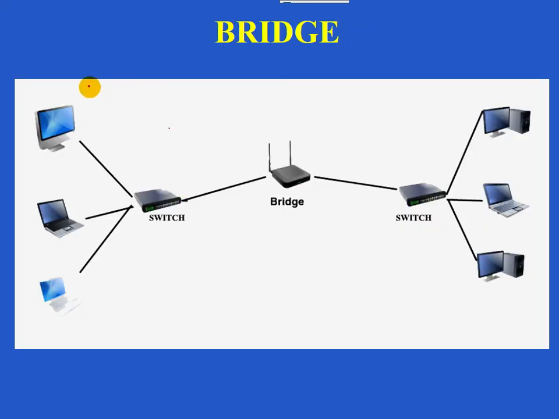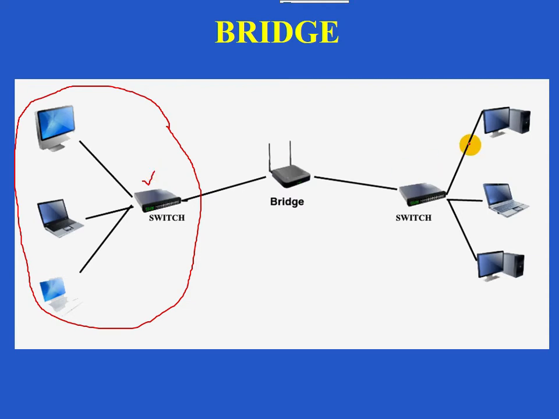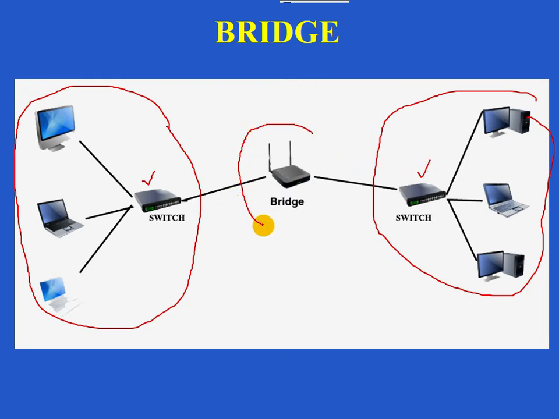Now in order to connect two similar networks, this is one network, it is formed using a switch. This is another network formed using a switch. So in order to connect two similar networks, we make use of a hardware device by the name bridge. What is the meaning of similar network? Operating system and hardware is the same. Suppose here we make use of the Windows operating system and Intel Pentium processor. Here also we make use of the Windows operating system and Intel Pentium processor. So they are similar networks, and in order to connect similar networks, we can make use of the hardware device bridge.